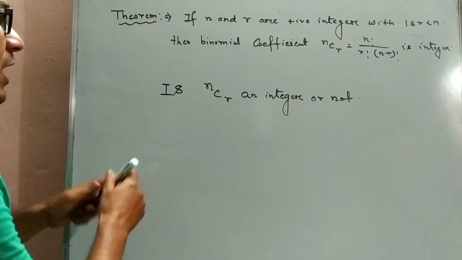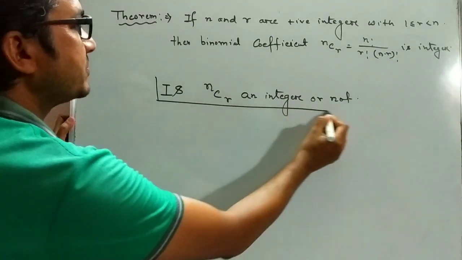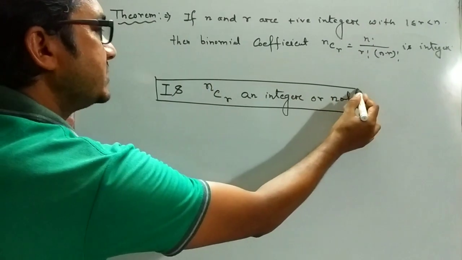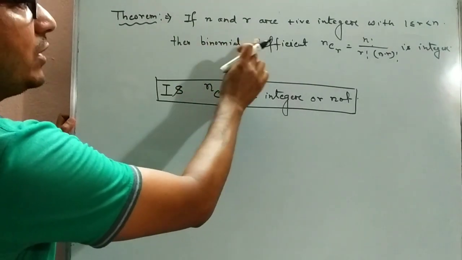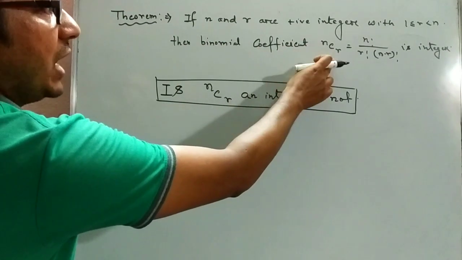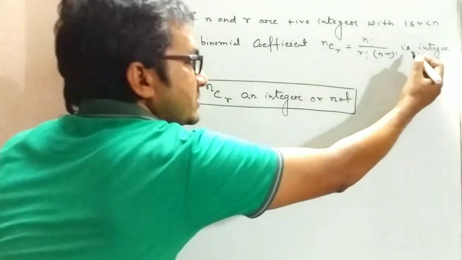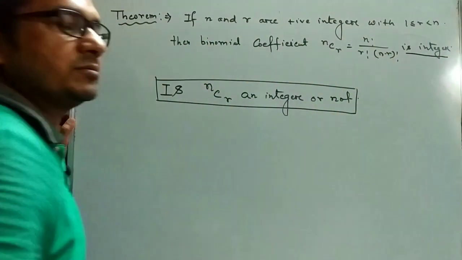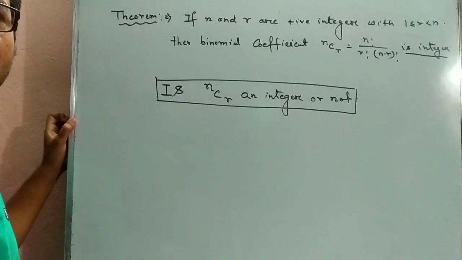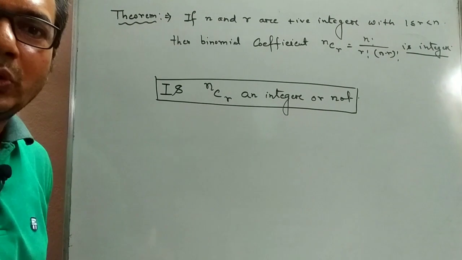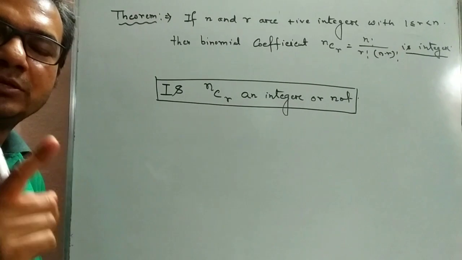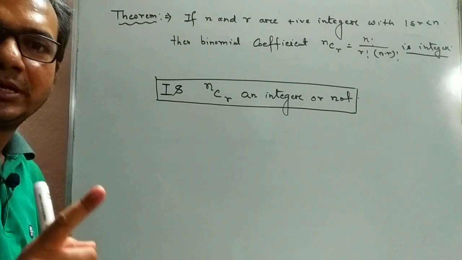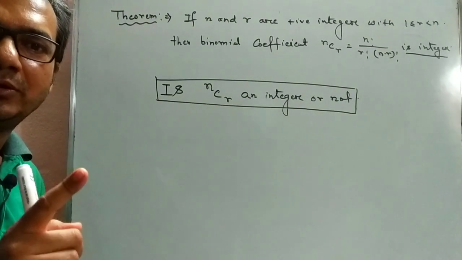And the answer is: the binomial coefficient nCr is an integer. Okay, so the binomial coefficient nCr is always an integer.